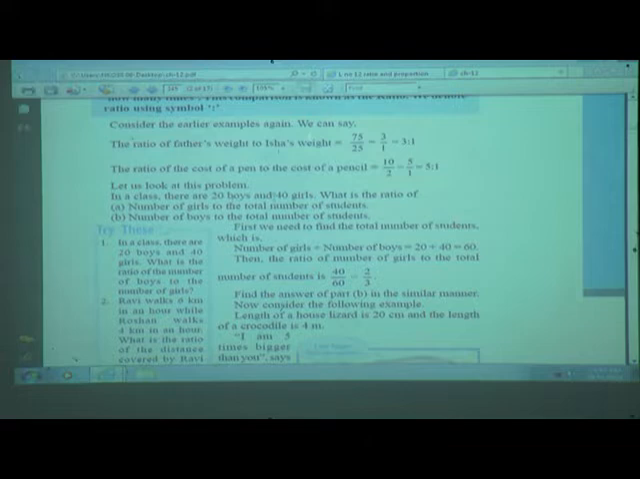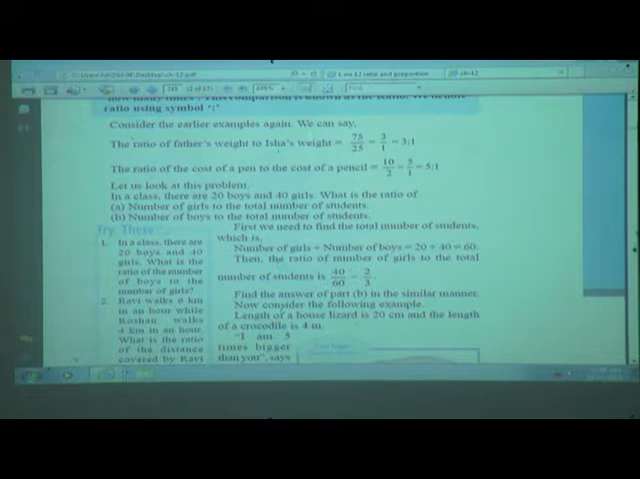In a class, there are 20 boys and 40 girls. We need to find the ratio. See here. A, number of girls to the total number of students. So we don't know the total number of students, but we know the number of girls and boys. So can we find out the total number of students? Yes, girls plus boys, we get the total number of students. So how many boys? 20 and girls 40. So 20 plus 40 is equal to 60.